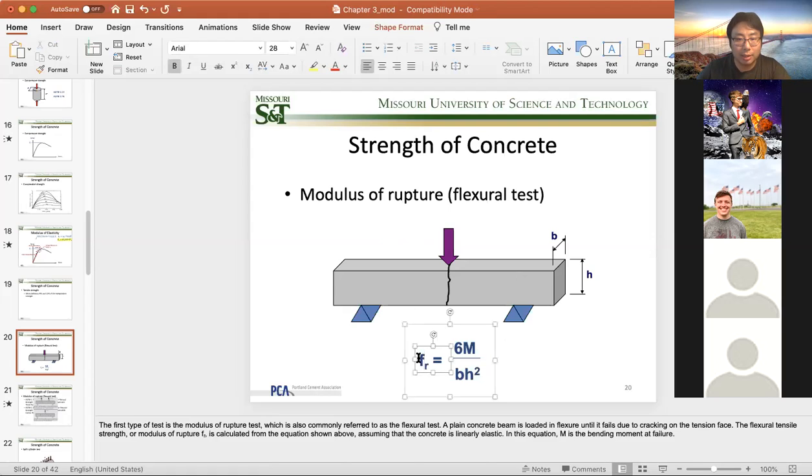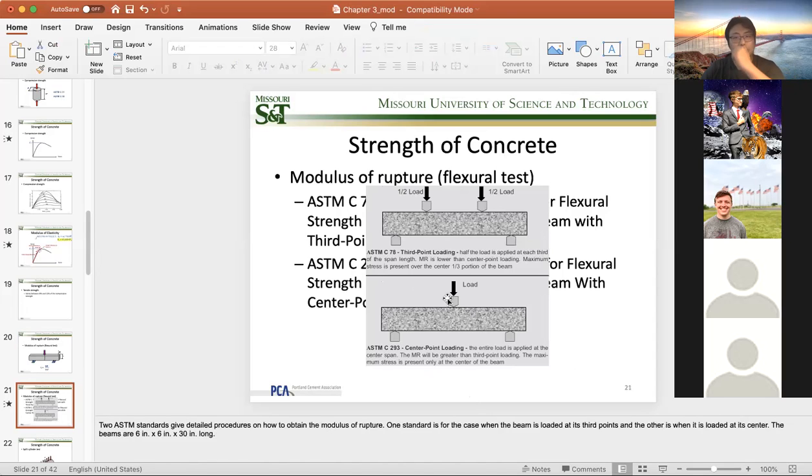This equation is very important for you to know to calculate the rupture. The tensile strength of concrete tested by this method is usually called the modulus of rupture, or MOR in short. It is calculated as FR equal to 6 times the bending moment exerted on the specimen, divided by B, the width of the specimen, times H, the height of the specimen, to the power of 2. This is the equation we use to calculate the tensile strength of concrete, the modulus of rupture.